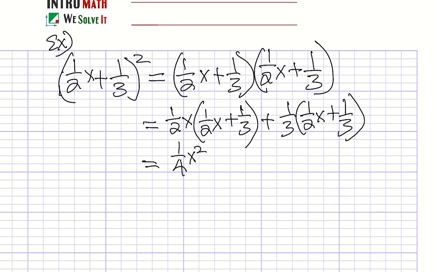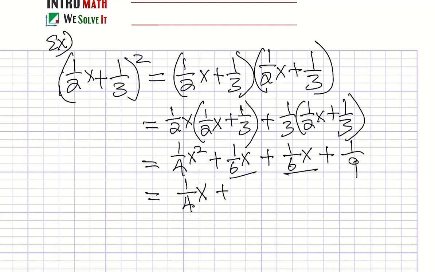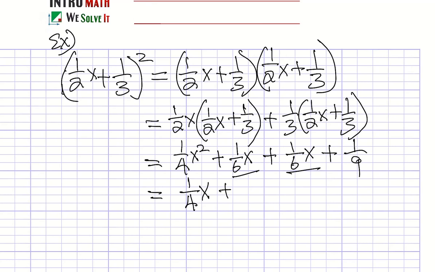That is 1/4x squared plus 1/6x plus 1/6x plus 1/9. You see it, right? So you combine like terms. You see, these are like terms. Let me show you a trick. If you don't see it, write it like this: x/6 plus x/6. You see that, right?